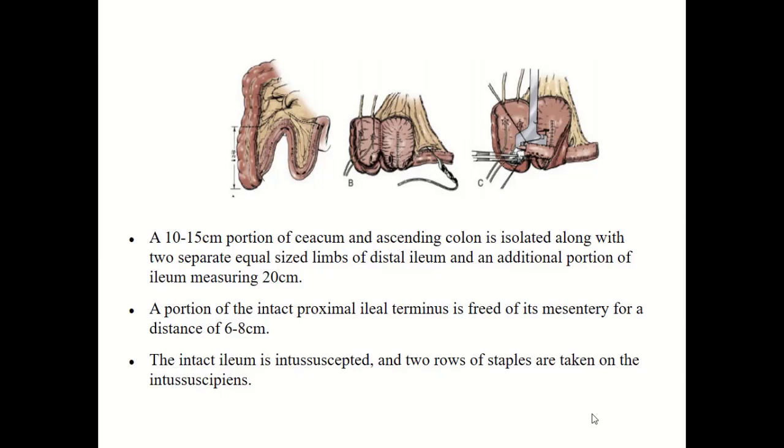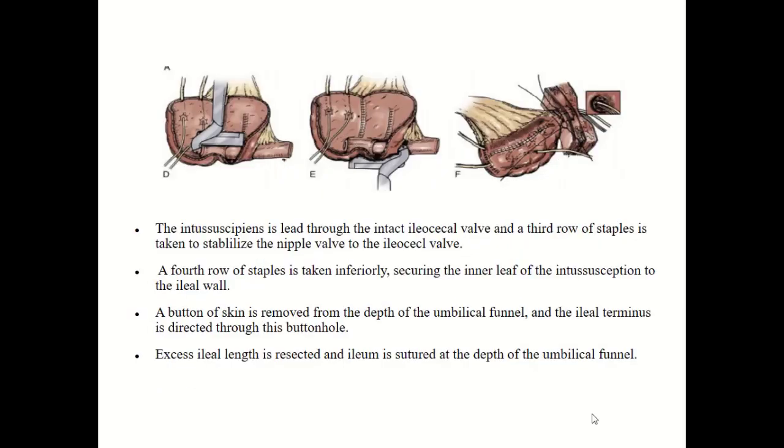A portion of the intact proximal ileal terminus is freed of its mesentery for a distance of 6 to 8 cm. The intact ileum is intussuscepted and 2 rows of staples are taken on the intussusception. The intussusception is led through the intact ileocecal valve, and a third row of staples is taken to stabilize the nipple valve to the ileocecal valve. The fourth row of staples is taken inferiorly, securing the inner leaf of the intussusception to the ileal wall.